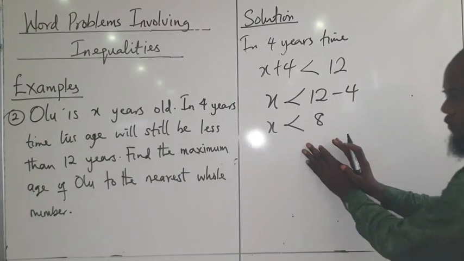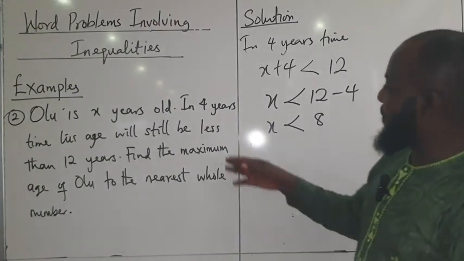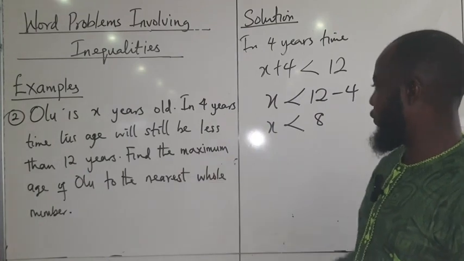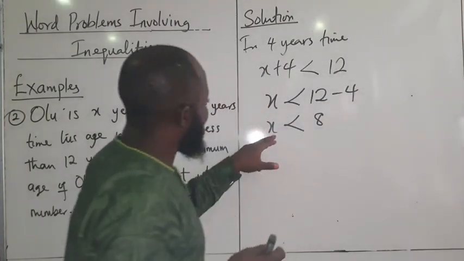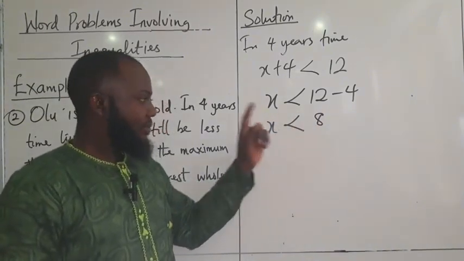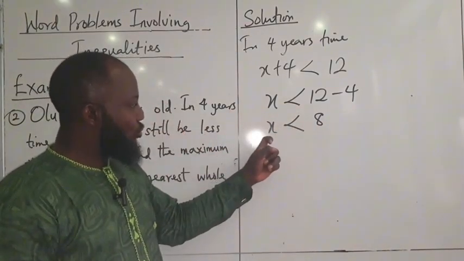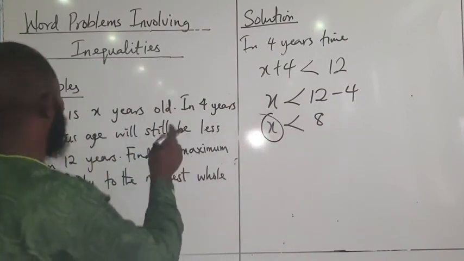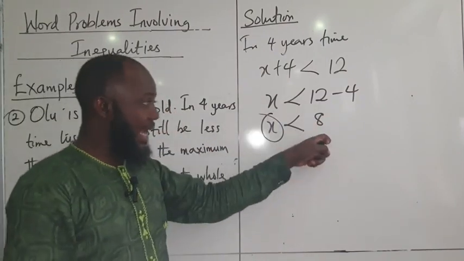This is not what we're looking for. We are looking for the age. So find the maximum age of Olu to the nearest whole number. So we are saying that the age of Olu, which is X, is less than 8. Please take note of it. Olu's age is less than 8. That's the meaning of this X. Olu is X. This age is less than 8.